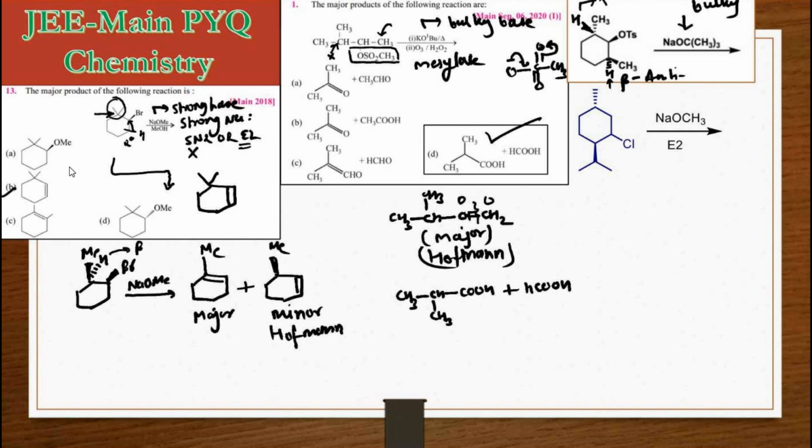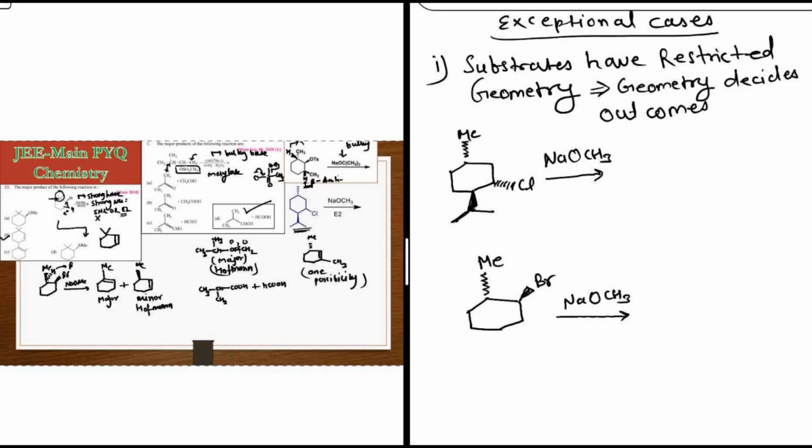So what will you get? You will get this product. There is only one possibility. So there is nothing about Hofmann or Saytzeff. There is only one possibility, that this is the only beta hydrogen available, so you have to remove only this beta hydrogen. This kind of structure is restricted about rotation around the carbon-carbon single bond. Therefore you can't give rotation, and hence you have only one possibility to remove this beta hydrogen.